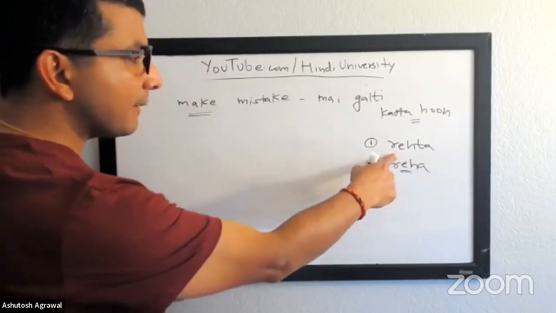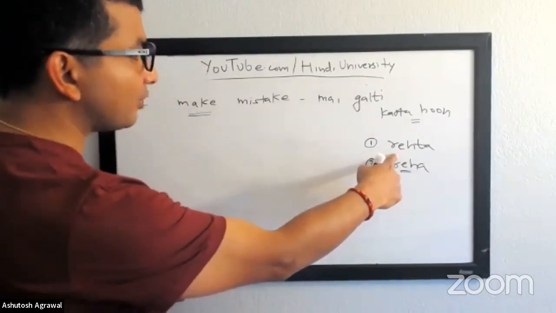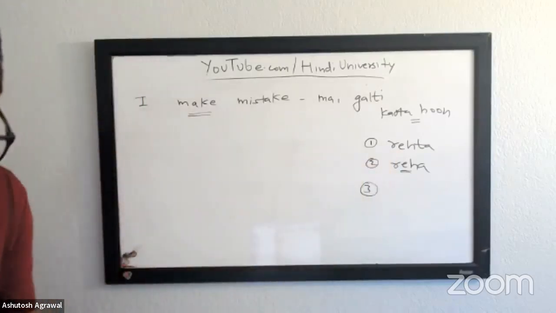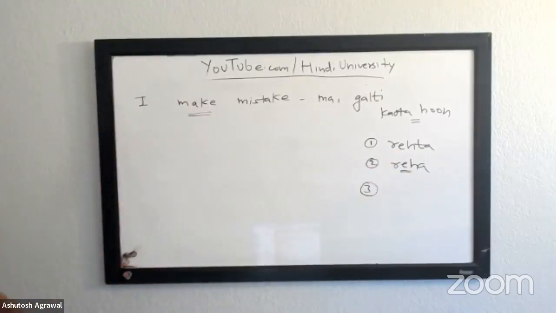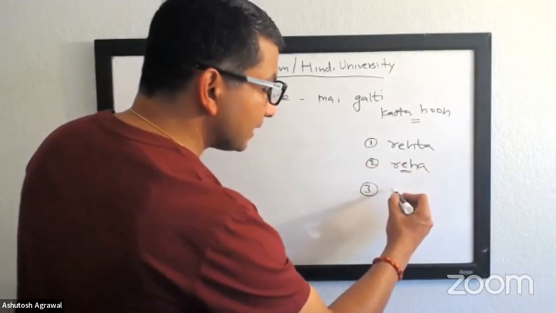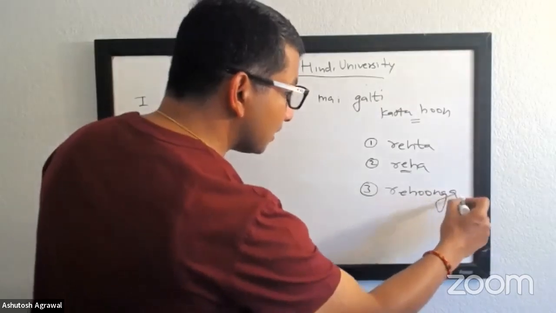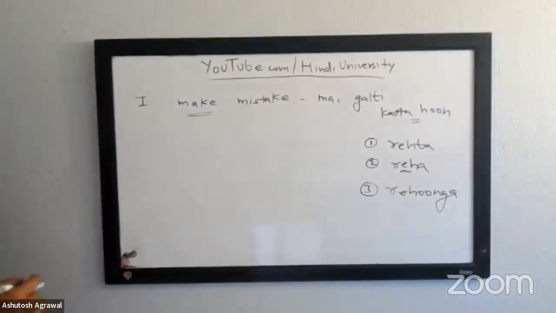So the first one is, मैं गलती करता रहता हूँ. I keep on making mistakes, right? Which is basically मैं गलती करता रहता हूँ versus गलती करता रहा versus मैं गलती करता रहूँगा. I'll keep on making mistakes, right?